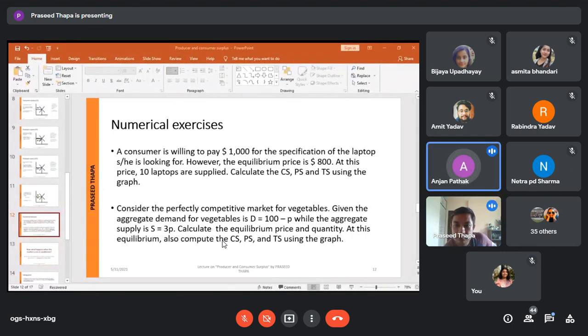I am Anjan Pathak. Demand is equal to 100 minus P, and 3P is equal to 100 minus P because supply is equal to demand, according to the equilibrium point. So the P value becomes 25. 100 is equal to 4P. That's why P is equal to 25.